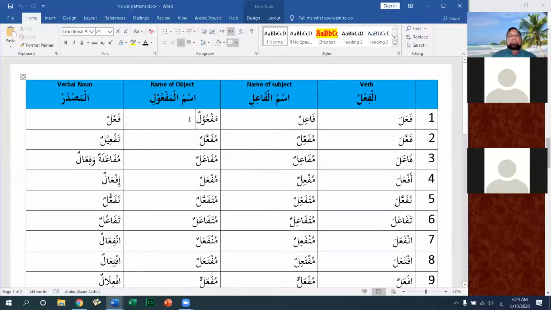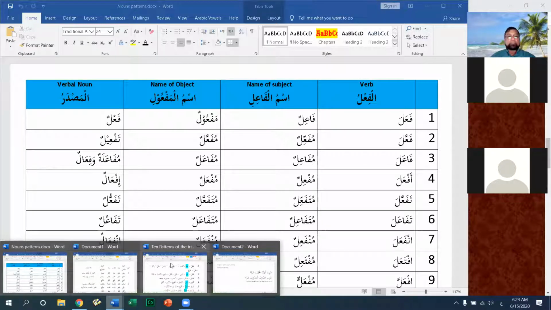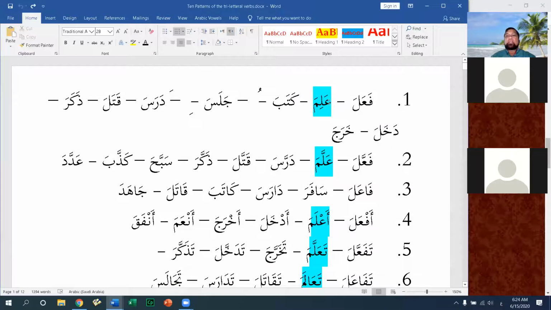Ismul maf'ul is on the pattern of maf'ul. So if we were to go back to those verbs and change these into maf'ul, who wants to do this one? What would alima be?